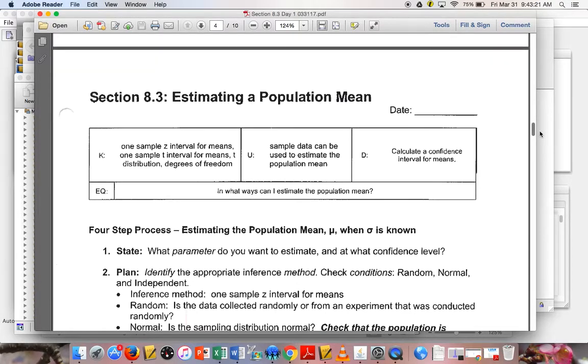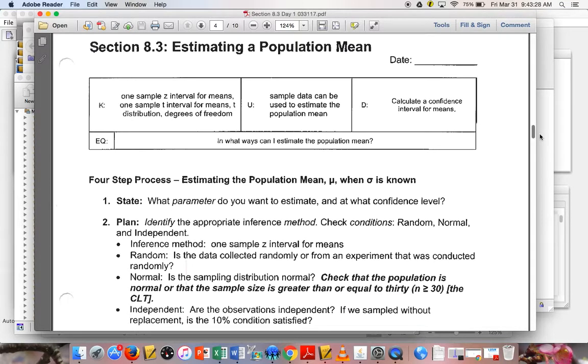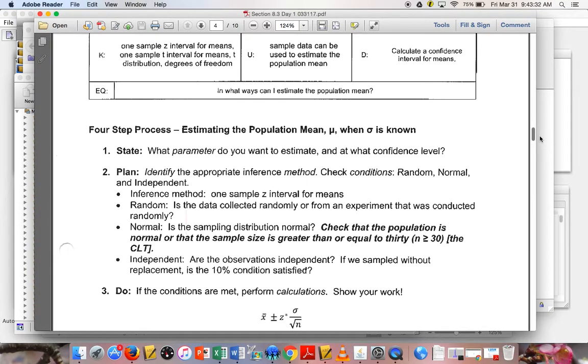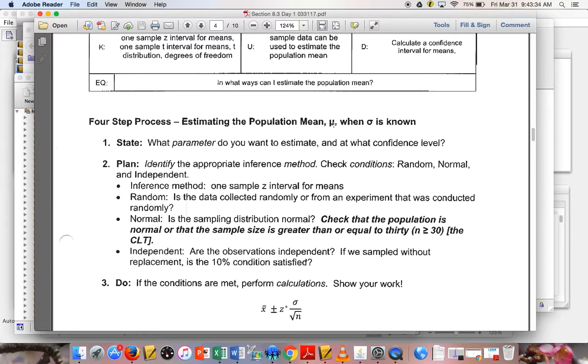And here's the lesson. So basically what we have to do is the same thing for means that we did for proportions. We start off with an easy transition here: estimating the population mean when sigma is known. Everything looks the same with these 4 steps. We got our state, our plan.